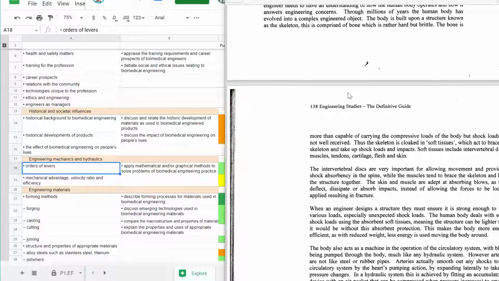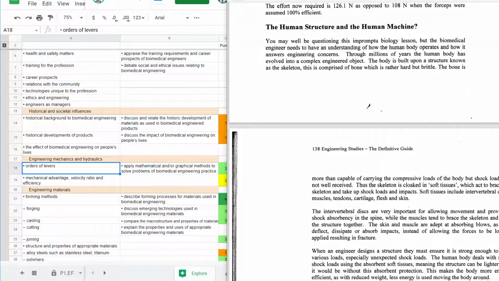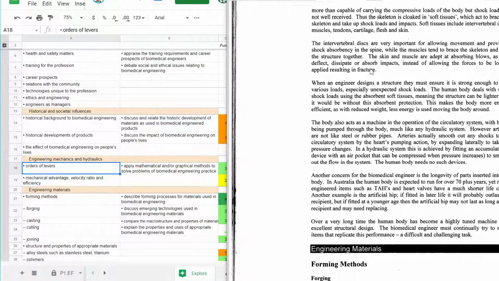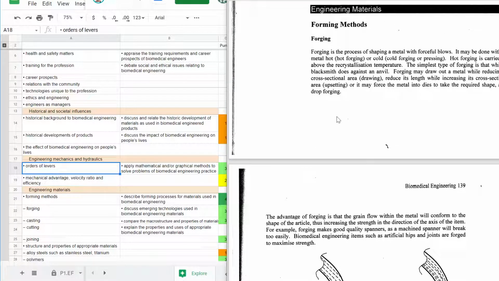Okay, so the doctors that I know, when they did their med degree, they had to do biodynamics, where they learn about the human structure as a machine. So things like why you don't want to wear a bag over one shoulder, and why some people have to wear adjustments in their shoe if one leg is a little bit shorter than the other, because these things can really have a cumulative effect. And I know two people who end up having a lot of pain because one leg was slightly shorter than the other. Okay, so forming methods.